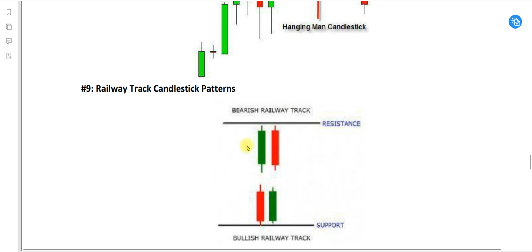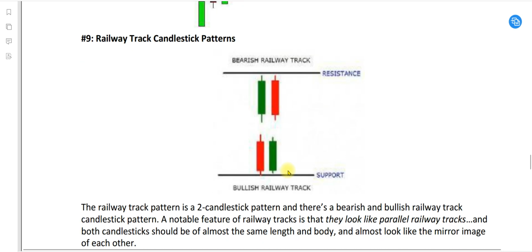When this forms at the resistance, it is telling us to take a sell, or it is signaling to us actually to take a sell. Then you can look at other confluences before you say, okay, we are actually ready to sell. Then when you find the first candlestick being red and the green candle as the second candle at the support level, it is also a bullish railway track. It is signaling to us to take a buy.